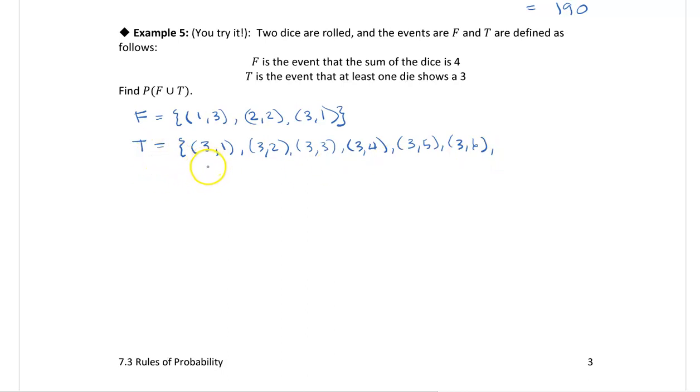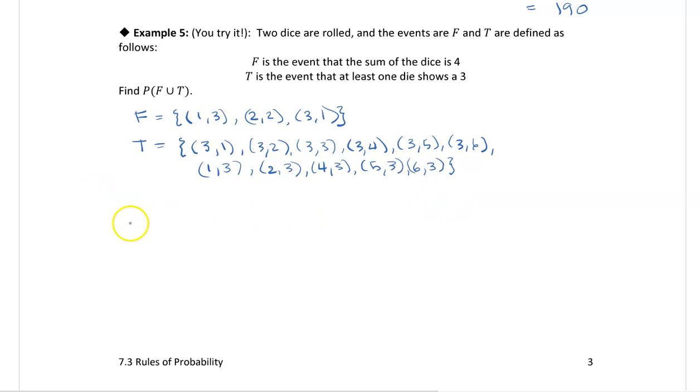And then we could also look at 1, 3. Now the second die is 3. Let's look at all the cases where the second die is 3. 2, 3. We already have 3, 3. So I'm going to go on to 4, 3 and 5, 3 and 6, 3. Okay, and I think that's it. So those are all of the outcomes where we have at least one die showing a 3.